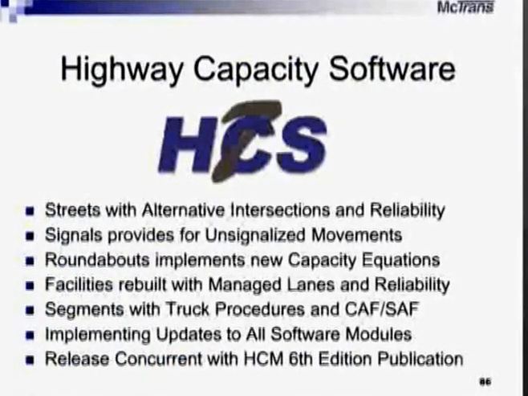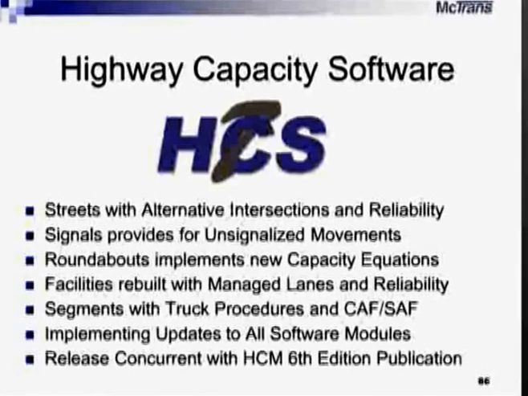So just a word or two. I probably won't have any time to demonstrate software here, but a word or two about what's going to happen. If you're familiar with HCS, the streets module now does signalized intersections, urban streets, and interchange ramp terminals. All are done within the same module of the software. What's going to happen with alternative intersections is that the same module is going to be used.